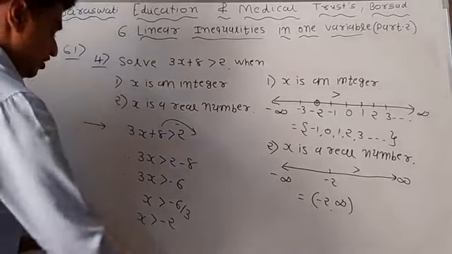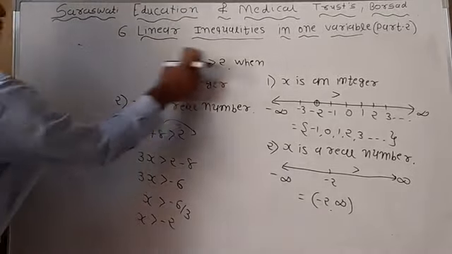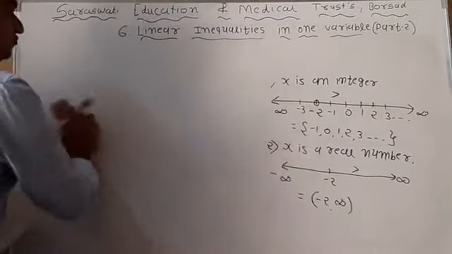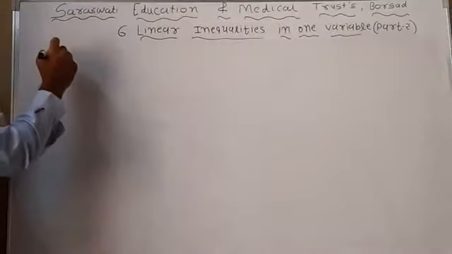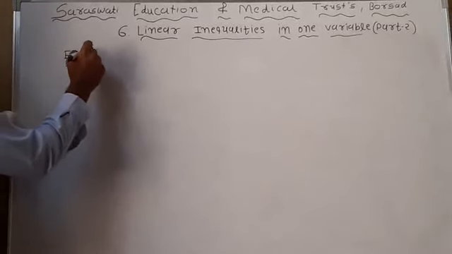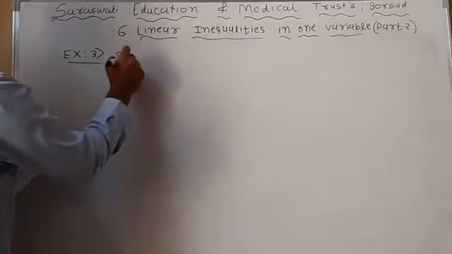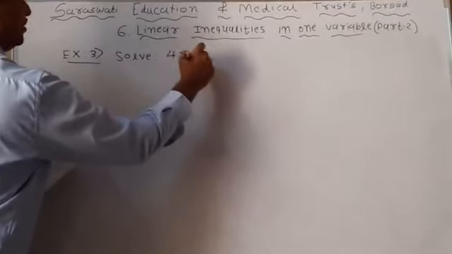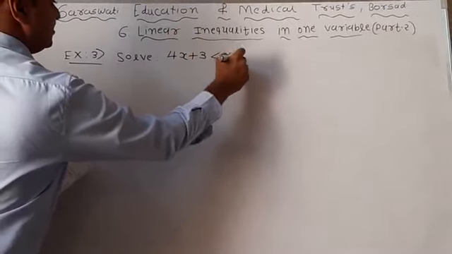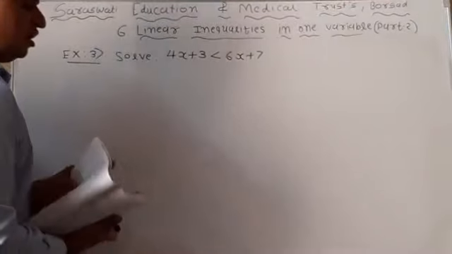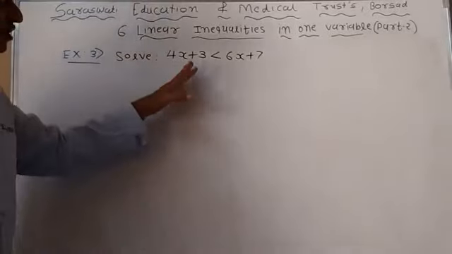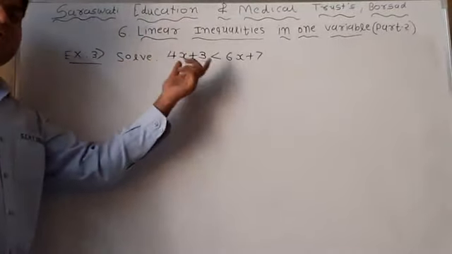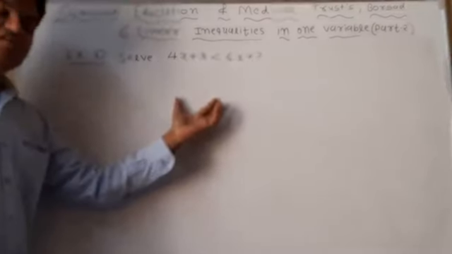Now, after example number 3, our question is: solve 4x plus 3 less than 6x plus 6. Now in this question the condition is not given. Our question says solve, that means find the value of x. But here the condition is not present.